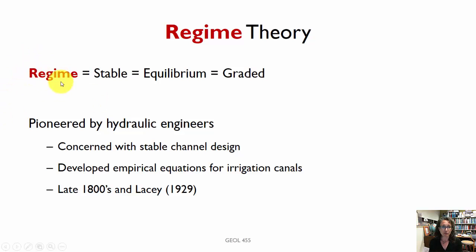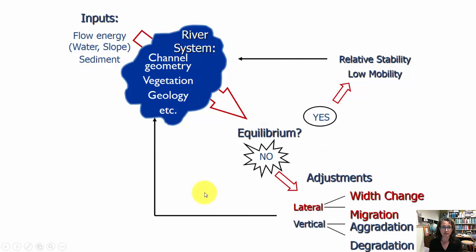So when we talk about a regime channel, it is a stable channel, an equilibrium channel, a graded channel. Those terms are all synonymous. And again, back to our same diagram we've looked at before, we have our inputs of water and slope, stream power, flow energy, and sediment that come into our system. If it's in equilibrium, it's in regime, it's stable, it's not moving around a lot, it's not static, but it's not undergoing changes. If it's not in equilibrium, then it's going to have to adjust. It's going to either aggrade or degrade or widen or narrow or migrate.